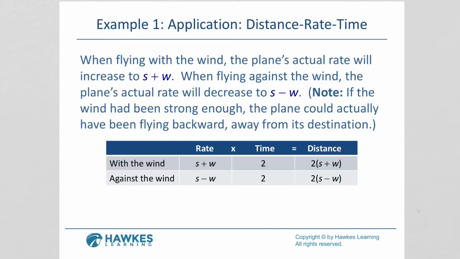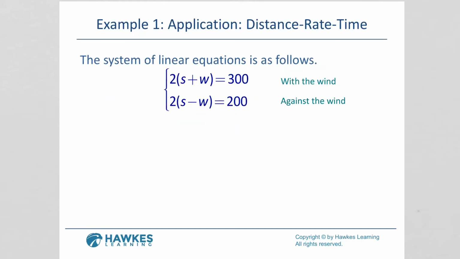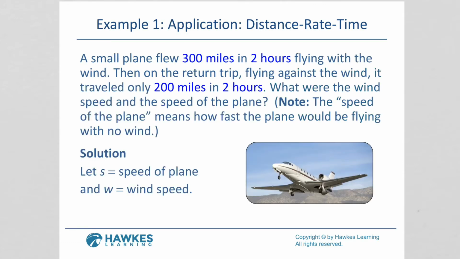The distance then becomes rate times time. So for with the wind, it's 2 times S plus W. For against the wind, it's 2 times S minus W. We'll use this table to help us write equations. So the system of linear equations is going to be the following. 2 times S plus W is equal to 300. That's with the wind. 2 times S minus W is equal to 200.